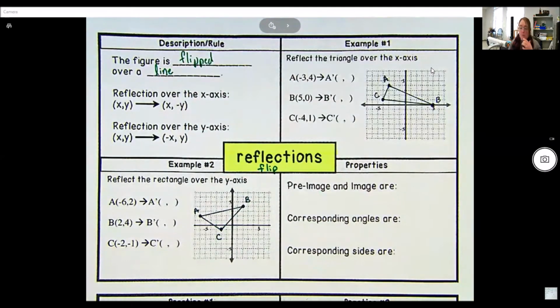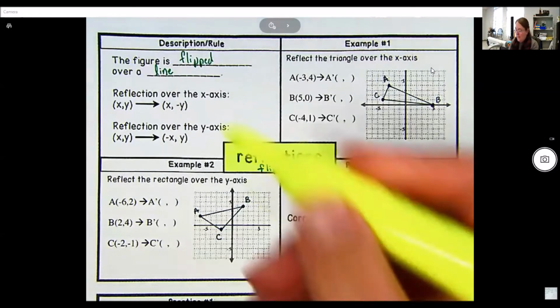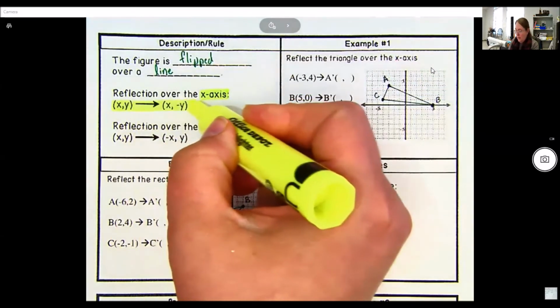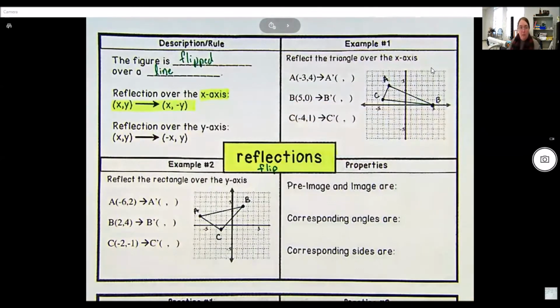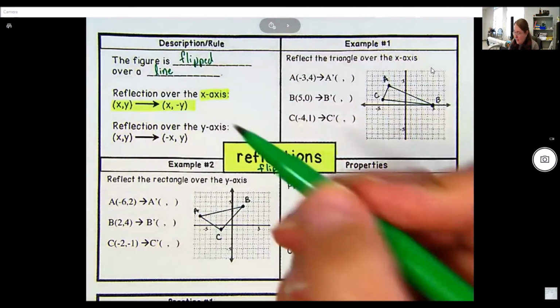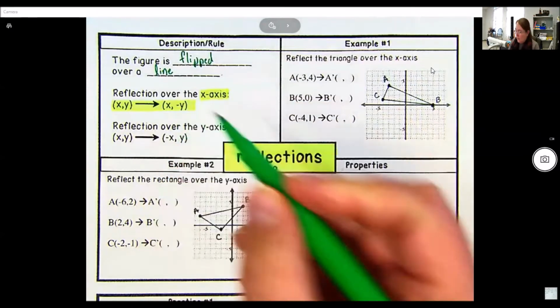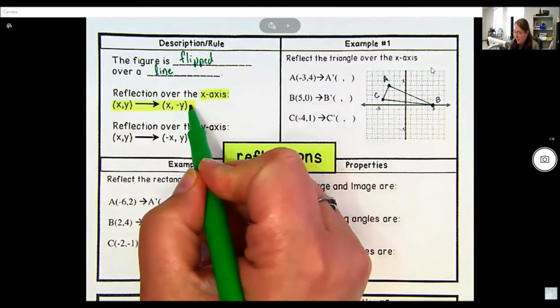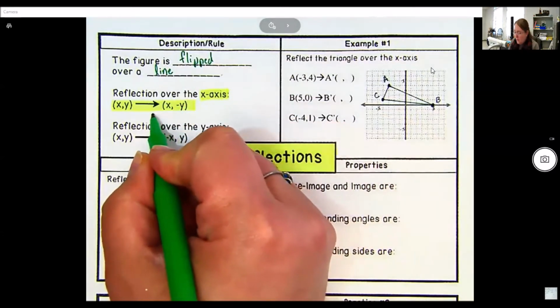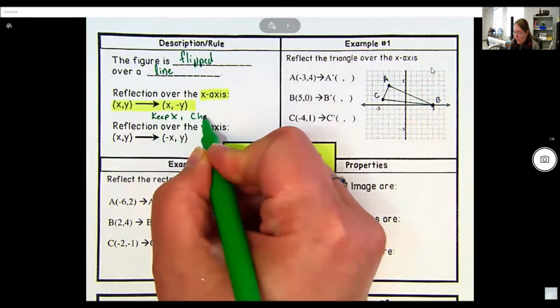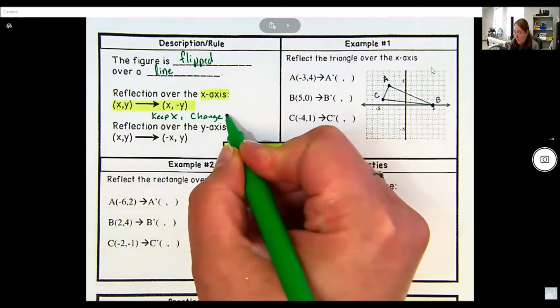There are a couple of coordinate plane rules for reflections. One is when you reflect across the x-axis, (x, y) becomes (x, -y). Now this doesn't mean that the y becomes negative if it's already negative. You just change the sign. So in this case, we keep the x and we change the sign on the y.